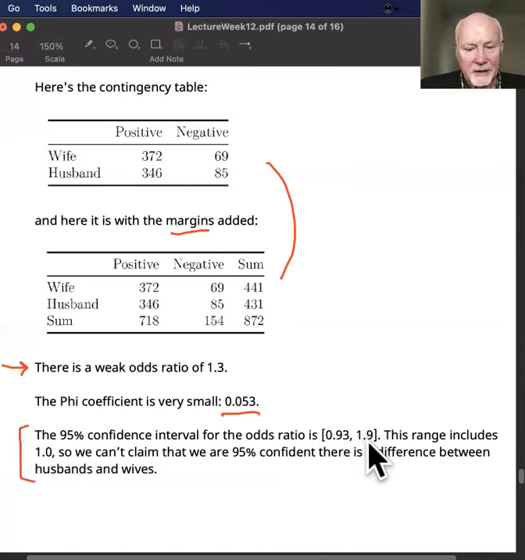So that means we can't claim that we're 95% confident that there's a difference between husbands and wives in the broader population of retired husbands and wives who would respond positively to that question.